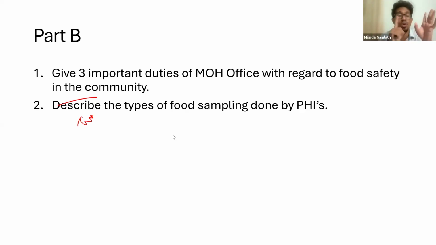For the formal sampling, you have to take 3 samples. One sample the PHI keeps with himself. One sample they send to the lab, and the lab will test that. And the other one the shop owner will keep, and then if there's some sort of controversy, then the other samples can be tested as well. So that's basically the types of samples, right?